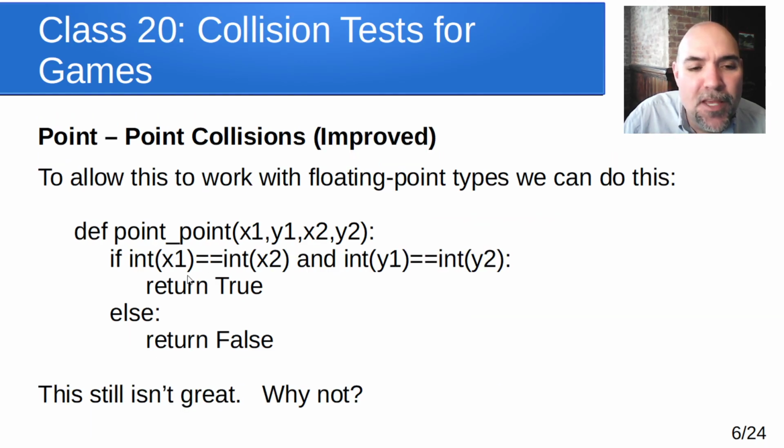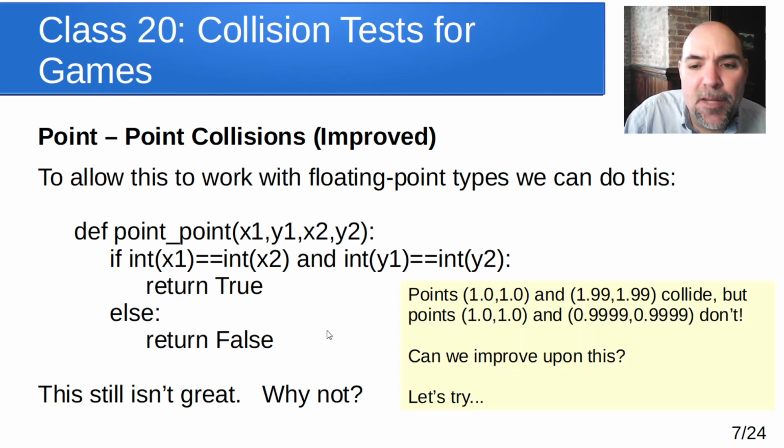One thing you might think is, let's just cast those into integers. So we just take an int of each of these and an int of each of those. The int function in Python just truncates anything after the decimal place. That will work a little bit better, but it still might not be great. For example, points 1.0, 1.0 and 1.99, 1.99 will collide, even though they're almost 1 apart in each of those coordinates. But points 1.0, 1.0 and 0.999, 0.9999, I think I left off a 9 there, don't collide because we're just truncating.